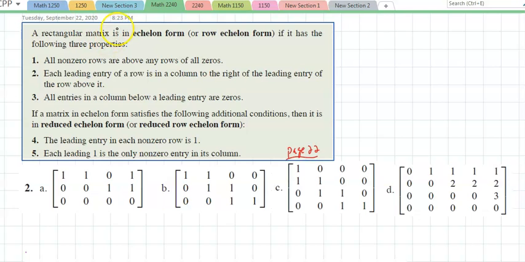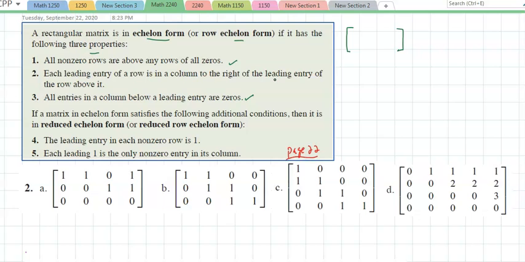A rectangular matrix, matrices look like a rectangle, is in echelon form or row echelon form if it has the following three properties. 1. All non-zero rows are above any rows of all zeros. Each leading entry of a row is in a column to the right of the leading entry of the row above it. All entries in a column below a leading entry are 0.